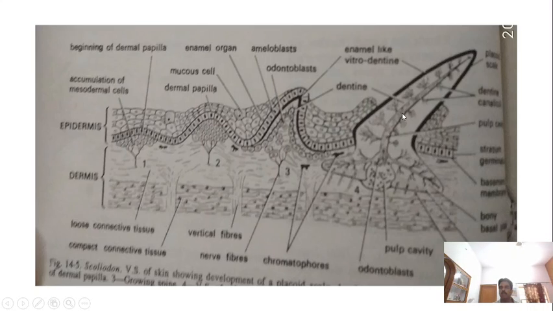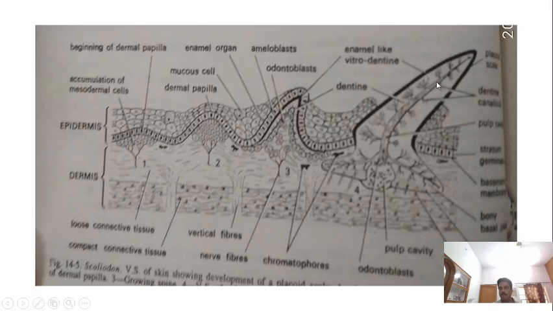Next, the most important character, as we are talking about the scales. This is a placoid scale embedded in the skin. It has a basal plate, and this is the part outside the skin.